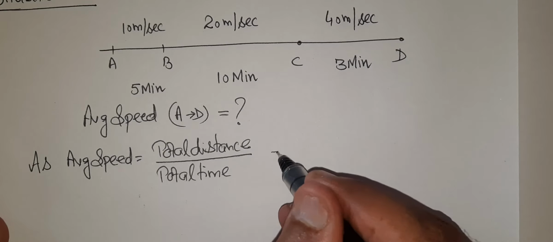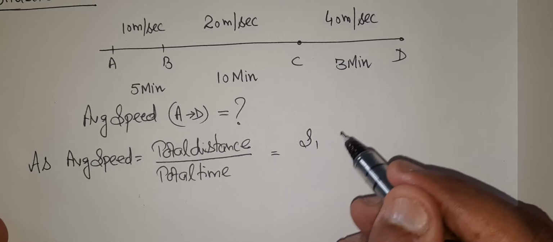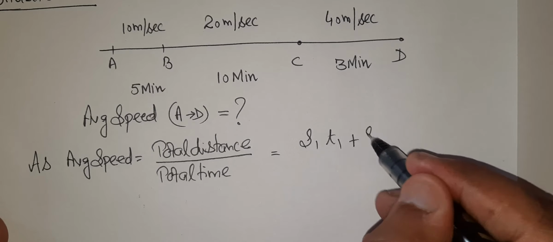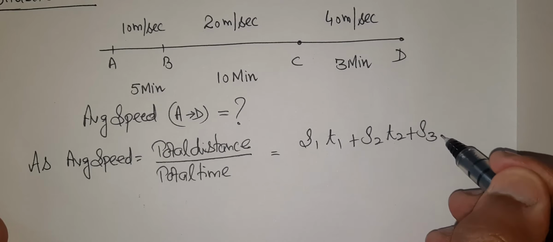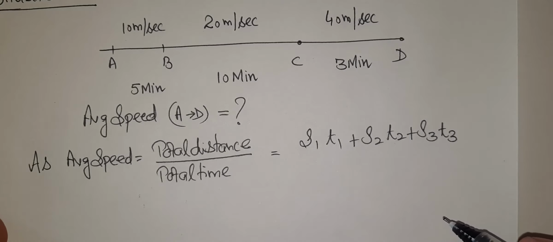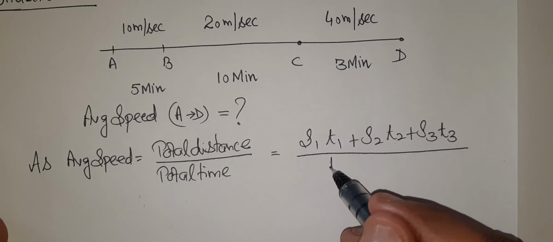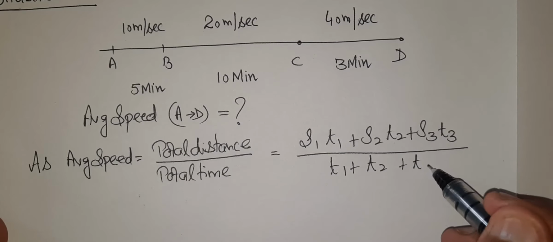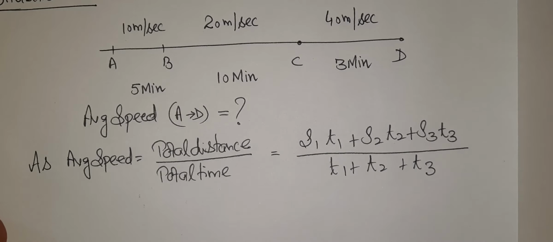Let's write the general case. Find the speed: S1 times T1 plus second segment speed S2 times T2, plus speed S3 multiplied by time T3, divided by total time T1 plus T2 plus T3. Like this you will be able to find the speed.